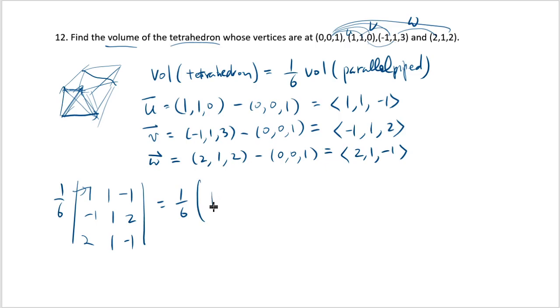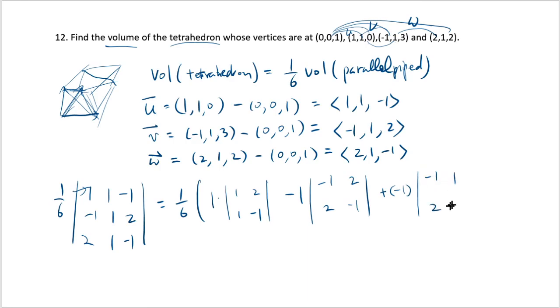So it's 1 times the determinant of 1, 2, 1, -1. And then the checkerboard of signs is plus, minus, plus, right? So this one has to have a minus, and then -1, 2, 2, -1. And then that last -1 should have a plus in front, and it should be -1, 1, 2, 1.